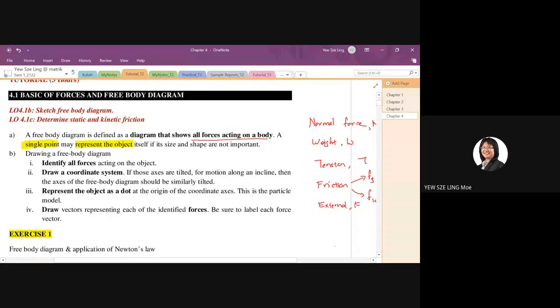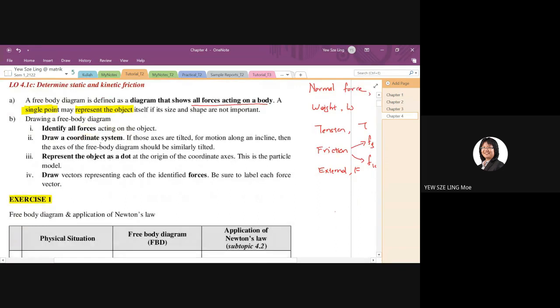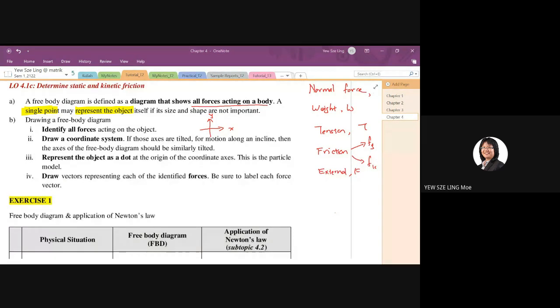So first, identify how to draw a free body diagram. Identify all forces acting on the object, and then you draw a coordinate system, which is the x and y axis. Coordinate system basically refers just to this. You plot x and y, then done. And then represent the object as a dot at the origin of the coordinate axis. This is a particle model. And then draw vectors to represent each of the identified forces. So these are the 4 steps.